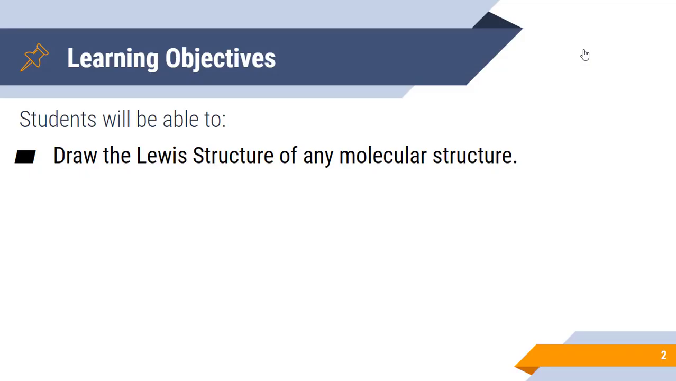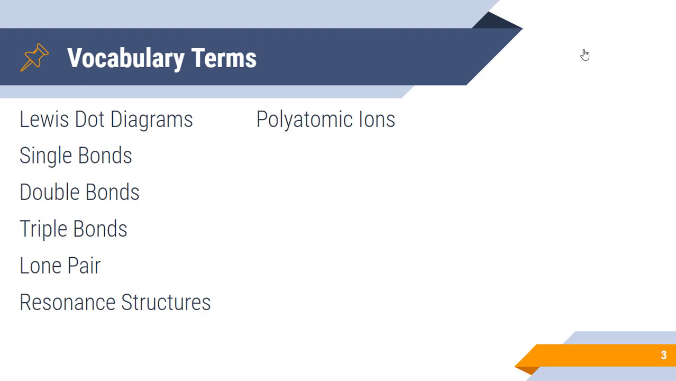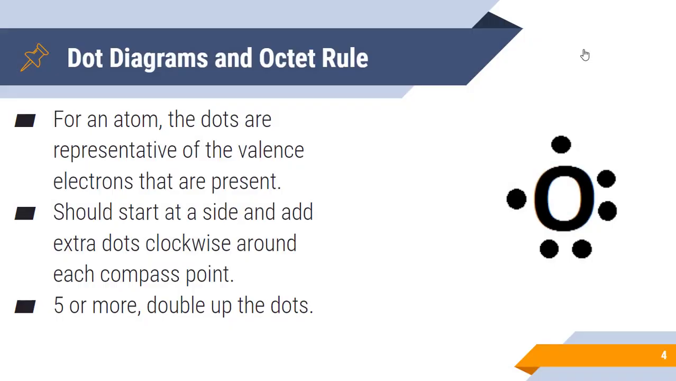Now, your learning objective today, you should be able to draw the Lewis structure of any molecular structure. We've got quite a few vocabulary terms here, but again, these are all ones you've heard before. That includes Lewis dot diagrams, single bonds, double bonds, triple bonds, lone pair, resonance structures, and polyatomic ions.